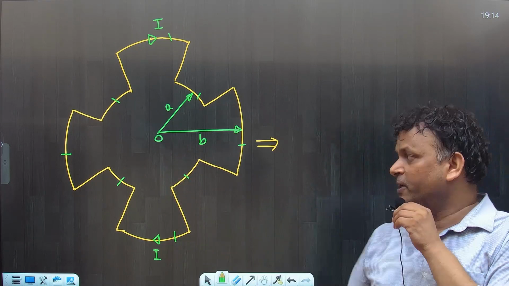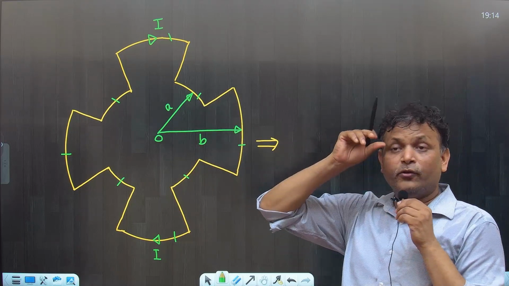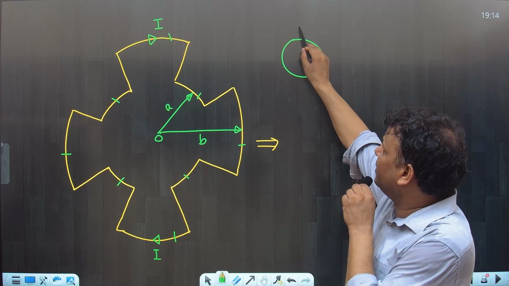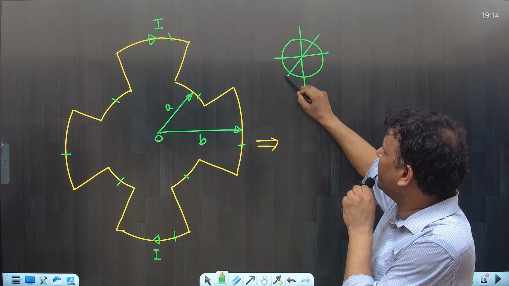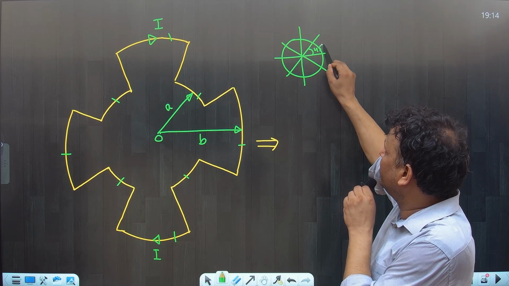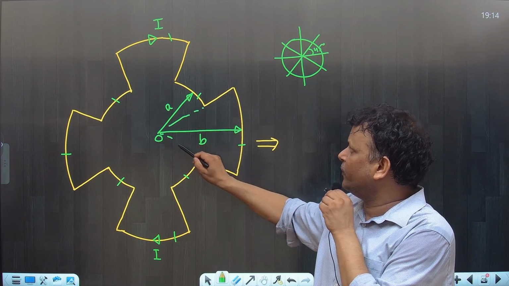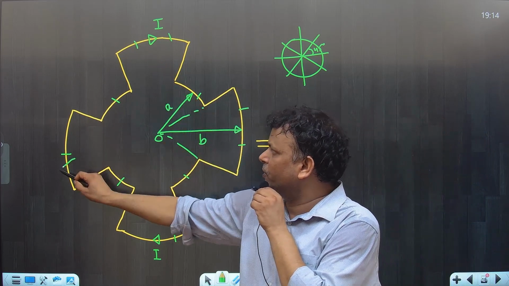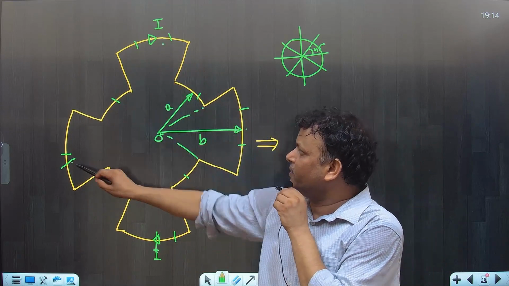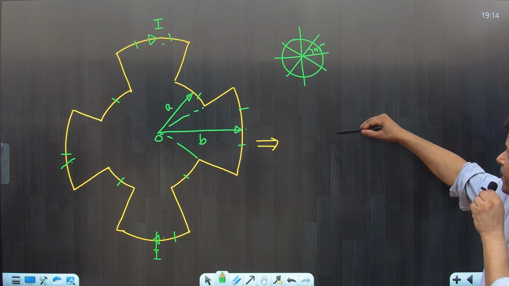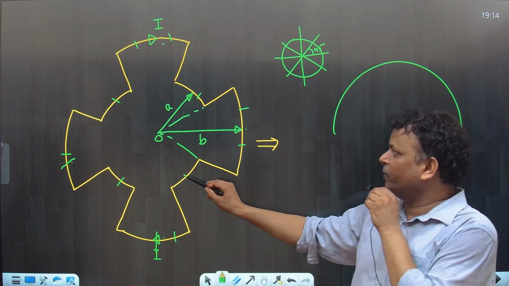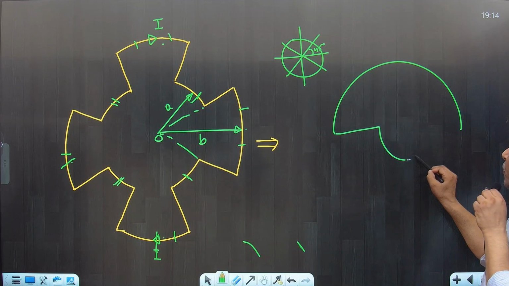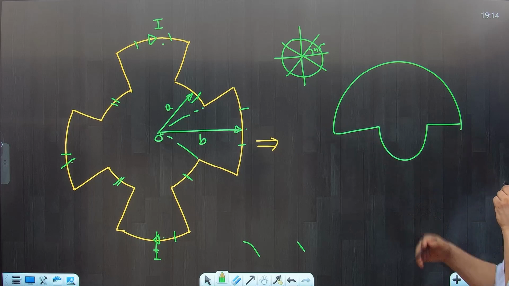You can say these 8 parts are making equal angles at the center. So if you divide a circle into 4 parts, this is 90 degree. If you divide it into 8 parts, one part is 45 degree. So one part is subtending angle 45 degree. So there are 4 parts, 1, 2, 3, 4. These 4 outer parts will make 180 degree at the center. And these 4 smaller ones, 1, 2, 3, 4, these will make how much? 180 degree. So this is the problem.